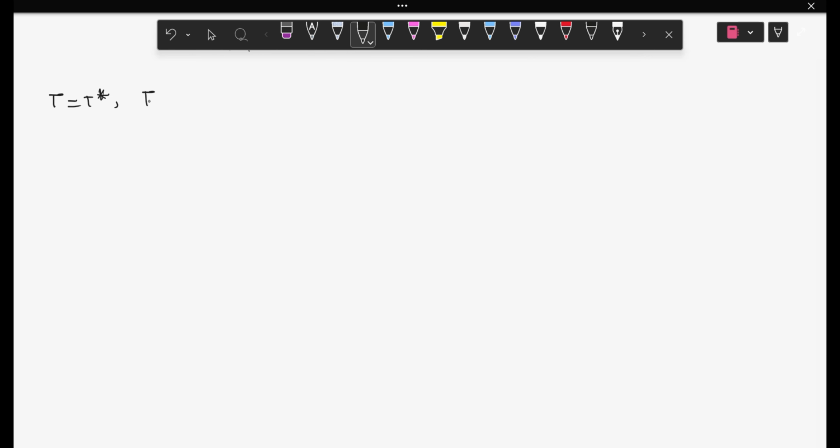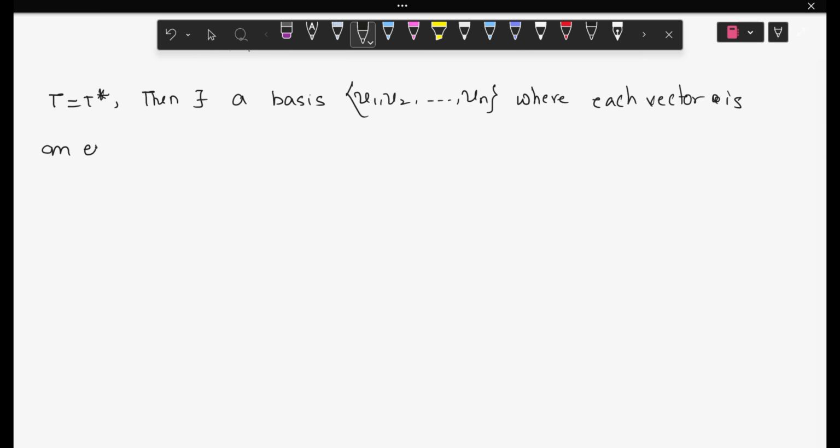We can find, then there exists a basis v1, v2 up to vn, where each vector is an eigenvector, and I am considering it corresponding to the eigenvalue some lambda i. That is, T of vi is equal to lambda i vi. Okay.